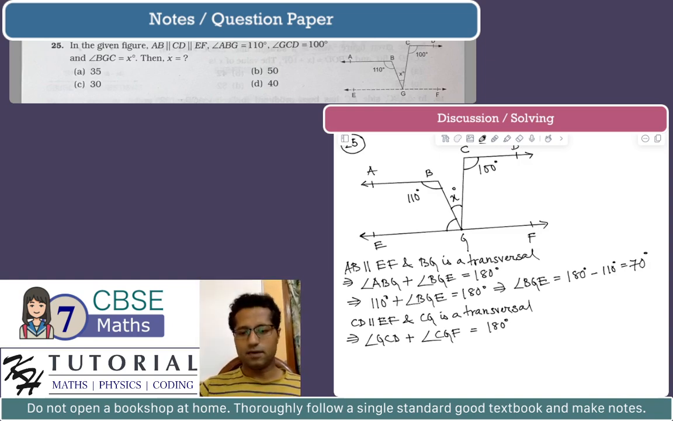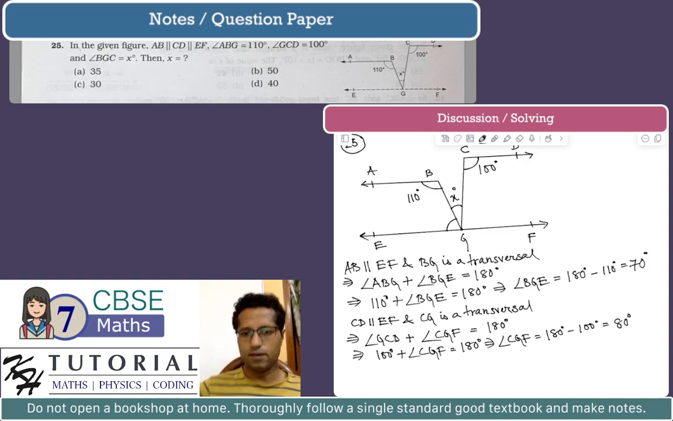as angle GCD and angle CGF are co-interior angles formed by the transversal CG and the two parallel lines CD and EF with which the transversal is intersecting. GCD is given to be 100 degrees. So 100 degrees plus angle CGF is equal to 180 degrees. This implies angle CGF is equal to 180 degrees minus 100 degrees, which is equal to 80 degrees.